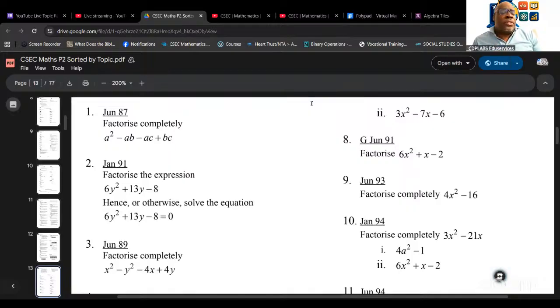Let us look at the first question, number one. It says factorize completely. So factorize completely. Now, a square minus the product. Let me read this here. The square of a minus the product ab minus the product ac plus the sum of bc.